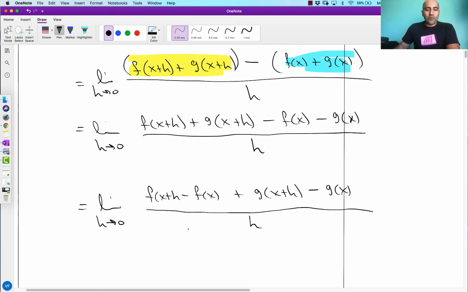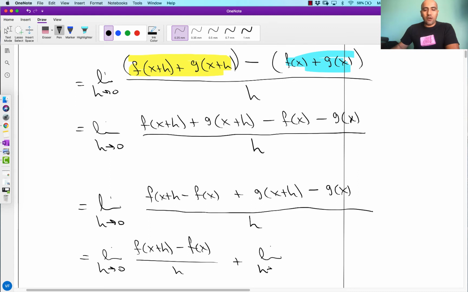And now we can separate this into two pieces. This is equal to the limit as h approaches 0 of f of x plus h minus f of x all over h, plus the limit as h approaches 0 of g of x plus h minus g of x all over h, right? Our rules for limits tell us that we're allowed to do this.